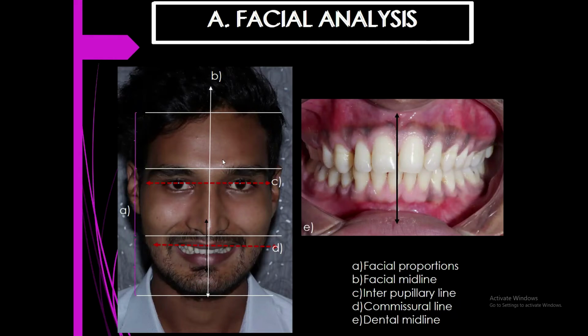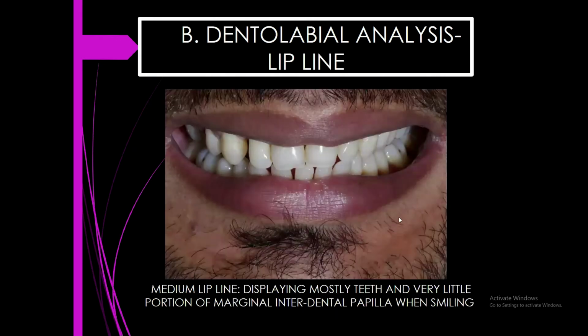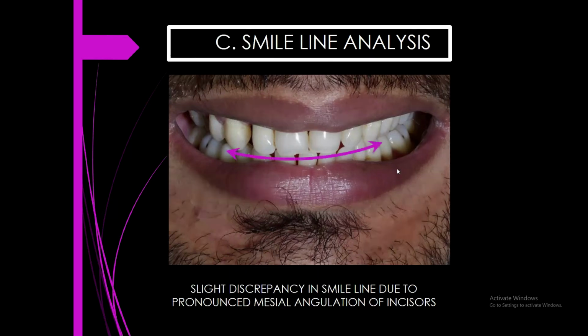although the proportions were quite uniform. There was parallelism between the interpupillary line and the commissural line. When the patient was speaking, we could see the amount of visibility of the incisal edges of the teeth. With the lips parted while slightly smiling and talking, the maxillary central incisor exposure was about 2 mm approximately. The dentolabial analysis showed a medium lip line, which means that when the patient smiled, mostly teeth were displayed and only a part of the gingiva was displayed.